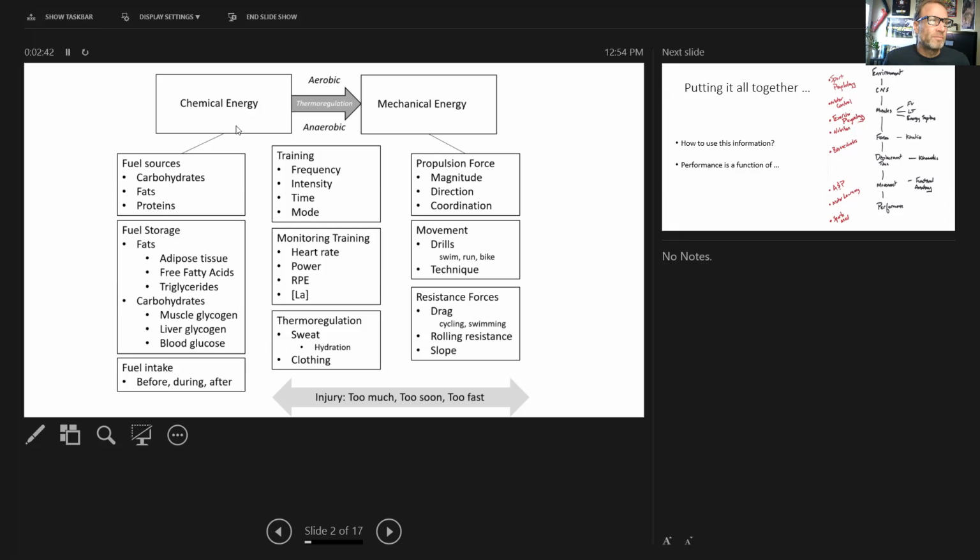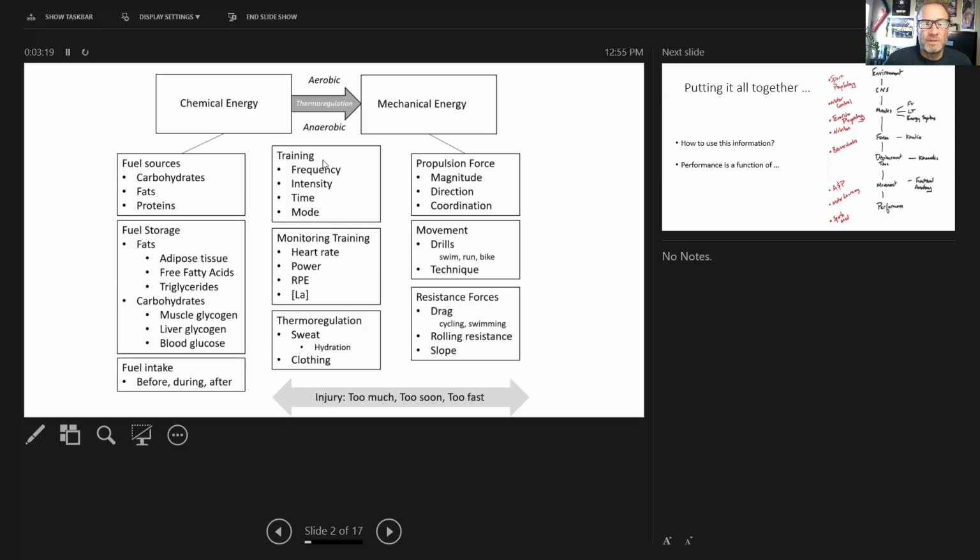So we want to transform that fuel, that chemical energy, to mechanical energy. We do that through the energy systems. Well, training is all about improving the ability of those energy pathways to transform chemical energy to mechanical energy. That's what the end result of our training program is, to improve how much and how fast we can transform chemical energy to mechanical energy. And we know when we're designing a training program, that's an interplay of frequency, intensity, time, and mode.